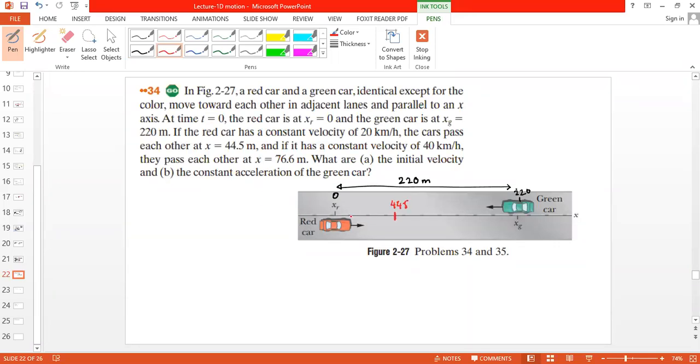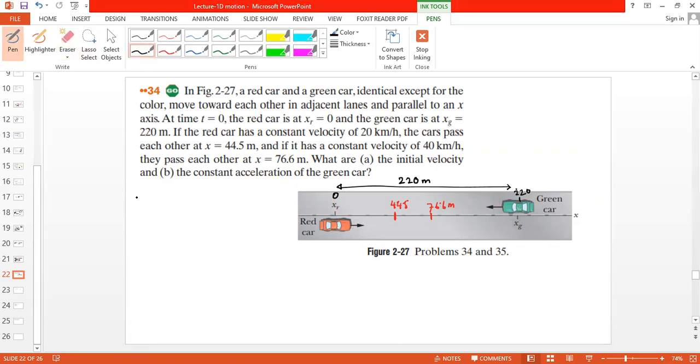And if the red car travels at a speed of 40 kilometers per hour, in that case both of them pass each other at a distance of 76.6 meters. So if the red car's velocity is 20 kilometers per hour, they cross each other here, and if it is 40 kilometers per hour, they cross here at this point. We have to find the initial velocity and constant acceleration of the green car.